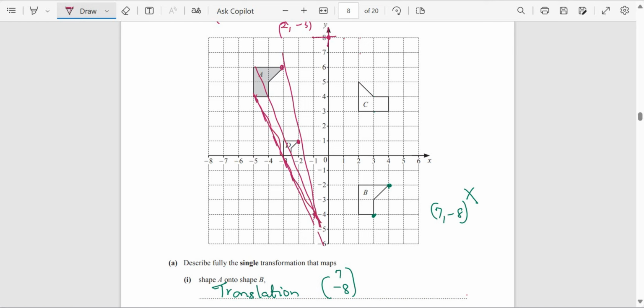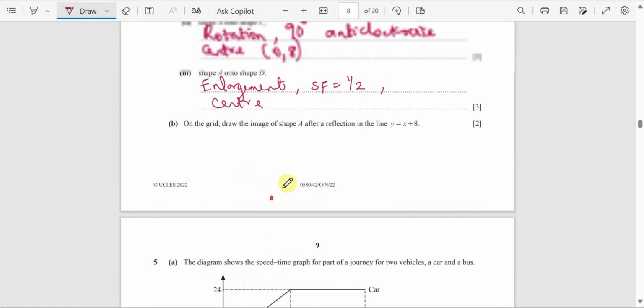If you join your points properly, you realize that the lines that you have used in joining the points would all meet at one point. So you take the coordinate of that point, and in this case it is -1, comma -4. So that's the center for enlargement.